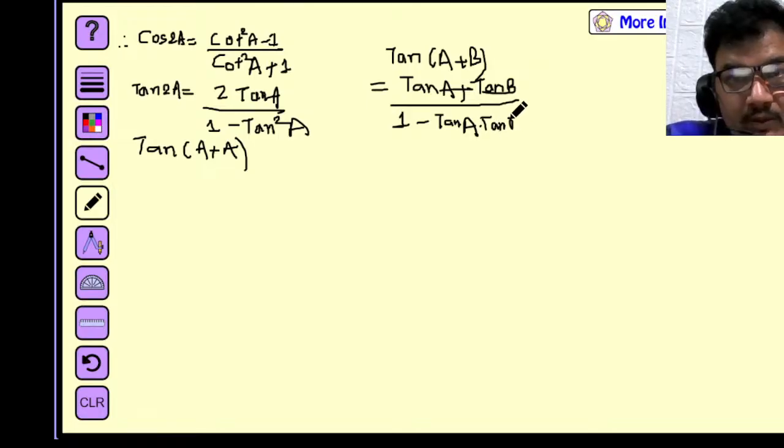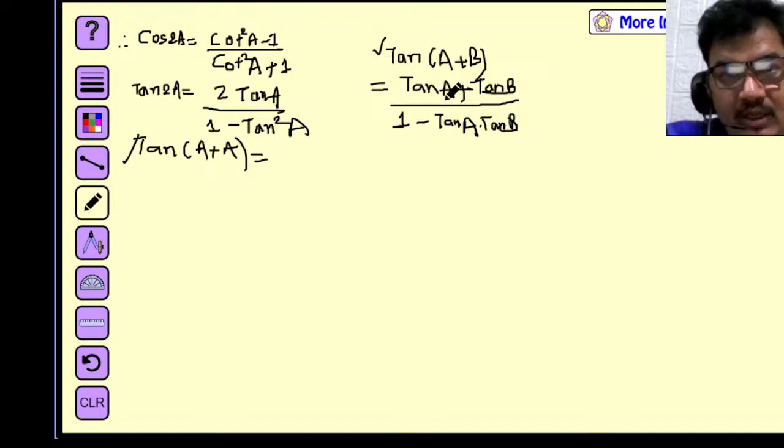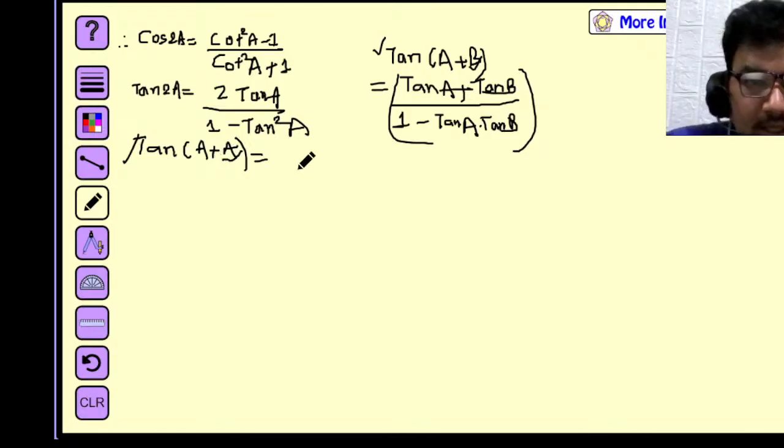Now the same thing we are applying here for tan 2a. Look, what is the difference between the format of tan a plus b and this format? In place of a, here is also a, but in place of b, here is a. That's why in this formula also, wherever there is b, we will put a. It will be like this, okay?